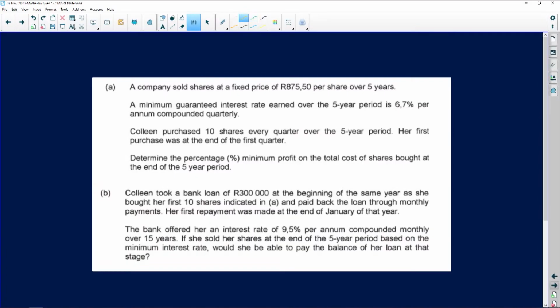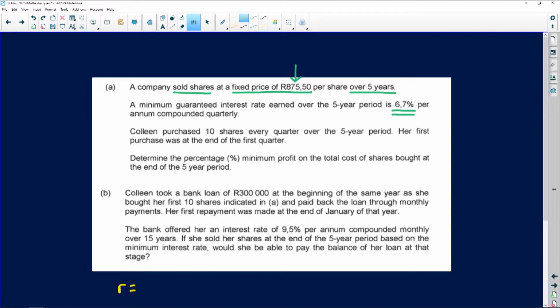Let's read. It says a company sold shares at a fixed price per share for a period of 5 years. A minimum guaranteed interest rate earned over the 5-year period is 6.7% per annum, compounded quarterly. Interesting. Let's write that down.